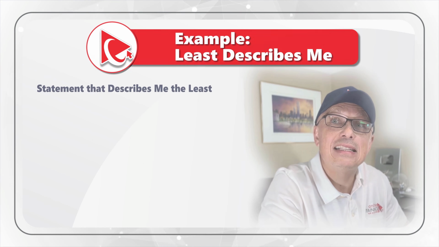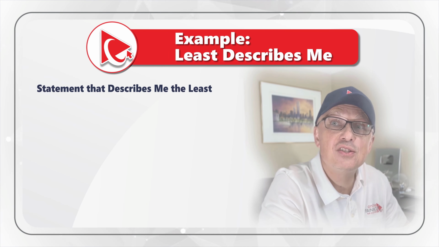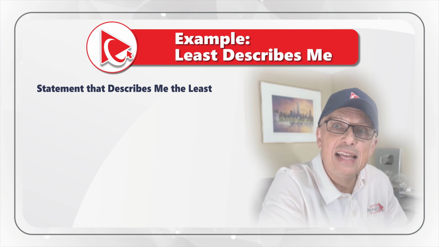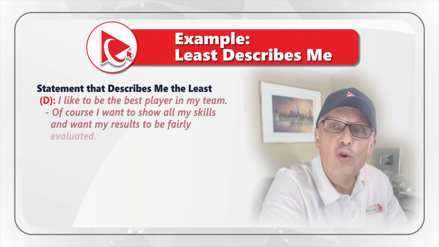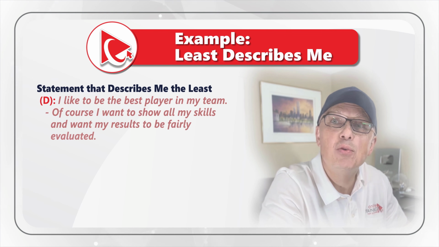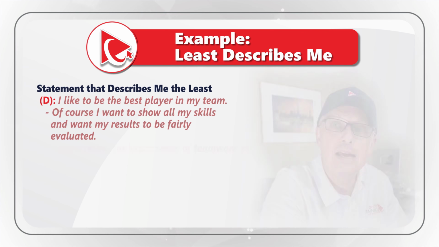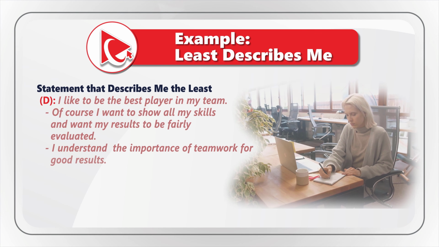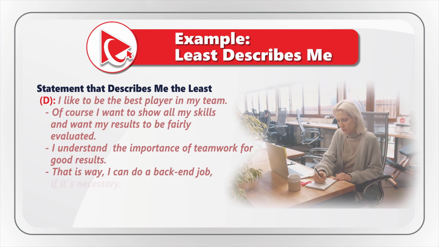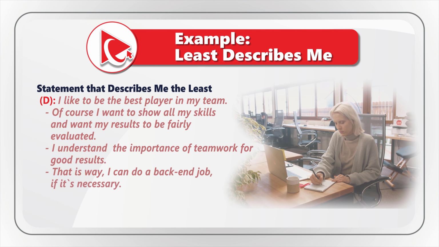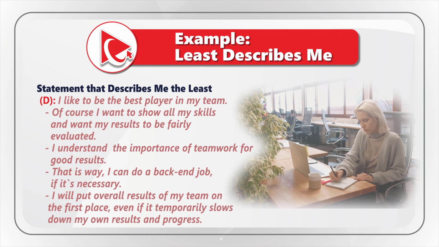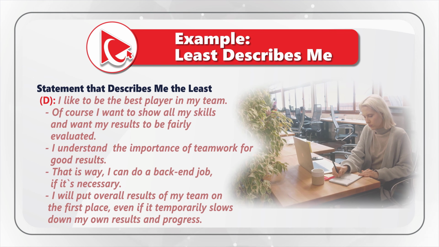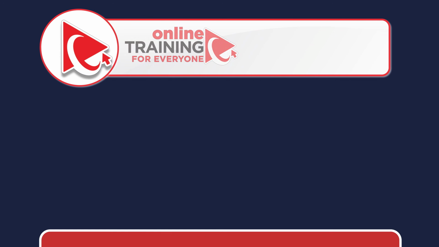Now let's look at the choice that least describes you and considerations you might provide. For that statement, I selected choice D. I like to be the best player on my team. Of course, I want to show off my skills and I want my results to be fairly evaluated. But I understand the importance of teamwork for good results. And in this way, I can do a back office job when it's necessary. I will put the overall results of my team in the first place, even if it temporarily slows down my own results and my progress.